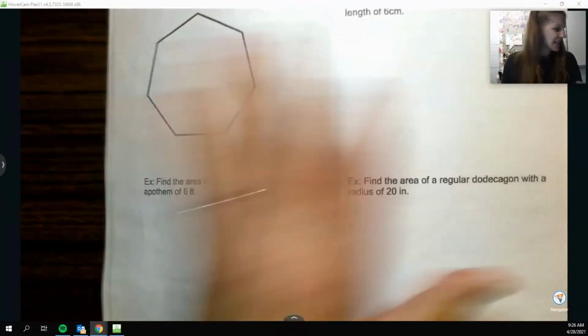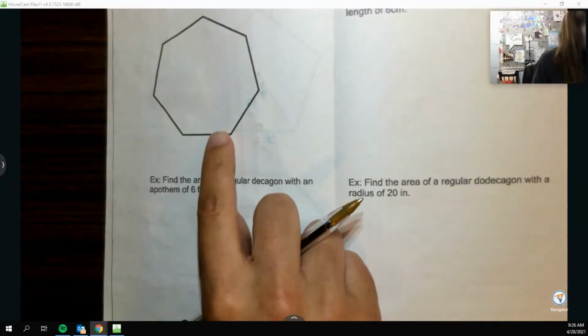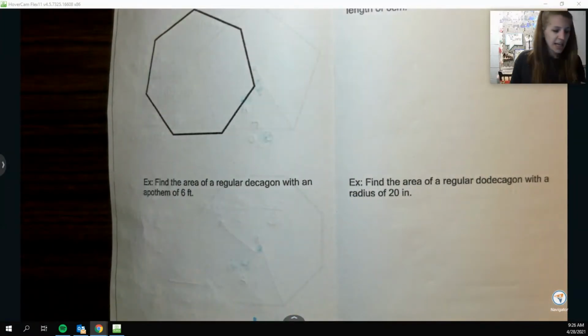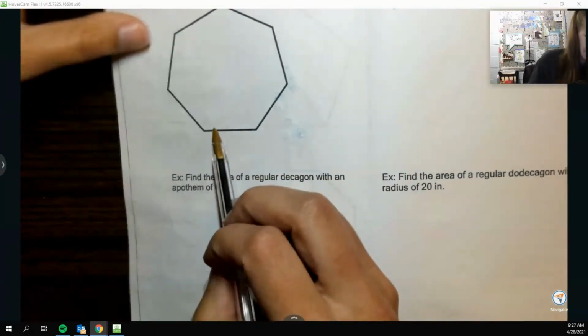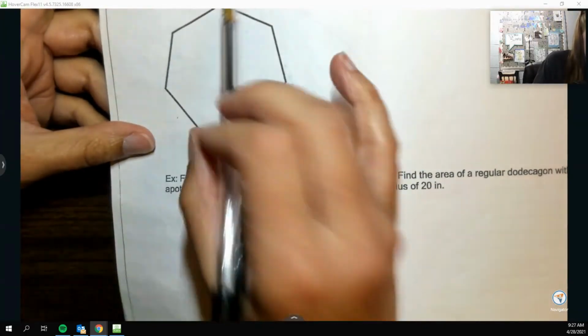Alrighty, on to this last picture shape right here. If I had a heptagon, is this a heptagon? Let's count. 1, 2, 3, 4, 5, 6, 7. Yeah, heptagon.